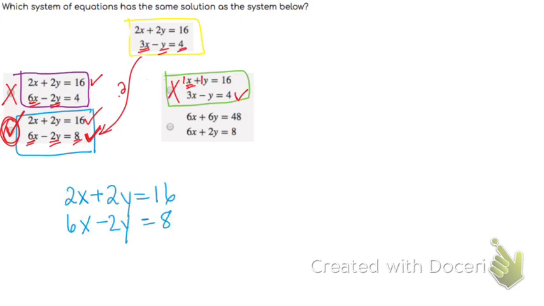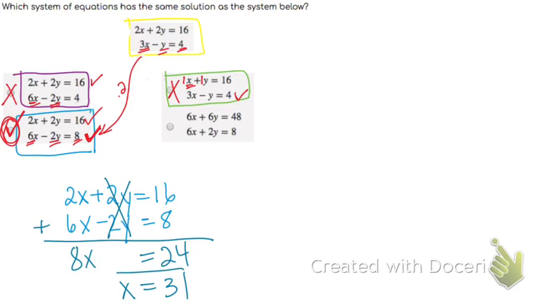Once you have it like this, notice that if we just add these two equations together, I now have 8x's, but the y's, 2y minus 2y, cancel out. And over here, I have 24. So now I can just solve by dividing by 8, and I see that x is 3. Once you know what x is, you can substitute it into either one of those initial equations and solve for y. So that's how you would solve using the elimination method, but for this question, they're simply asking which equation is the same. It's just multiplied by the same number on both sides.